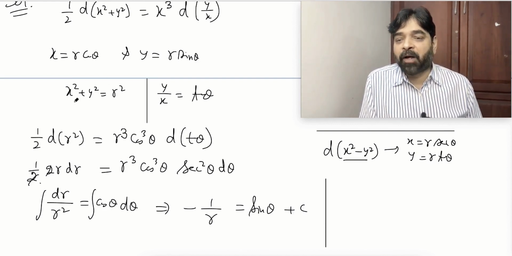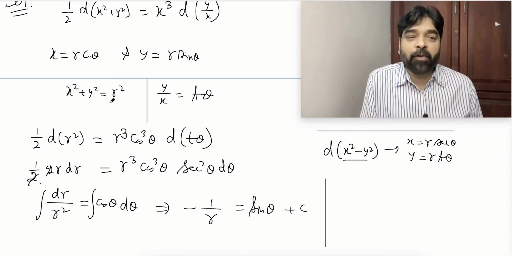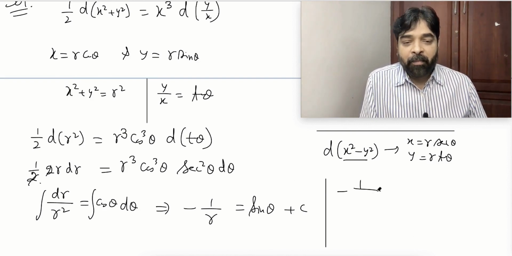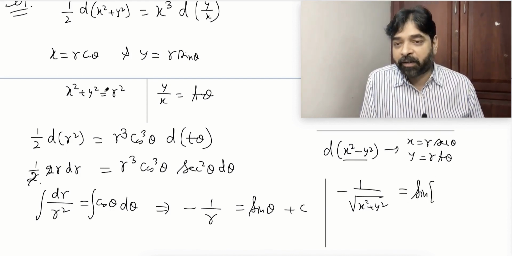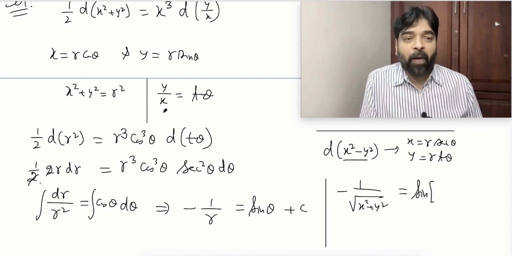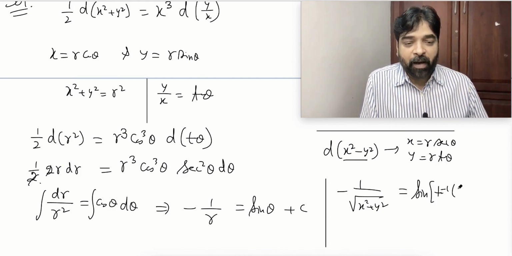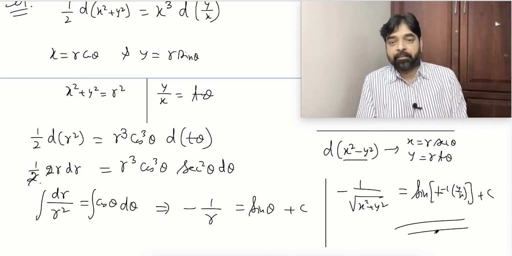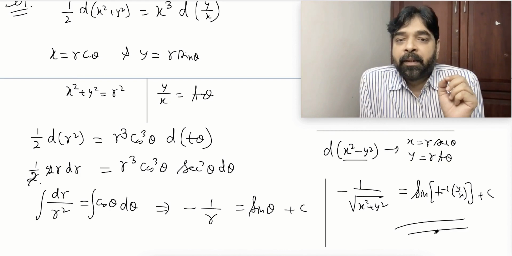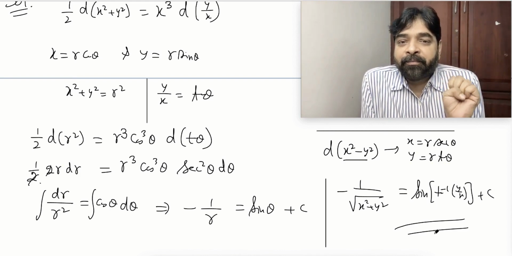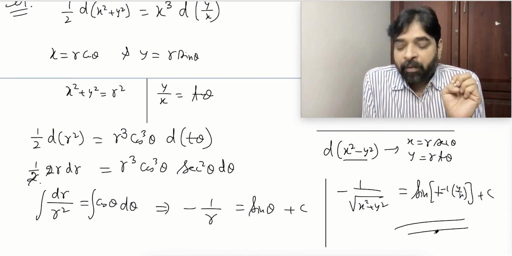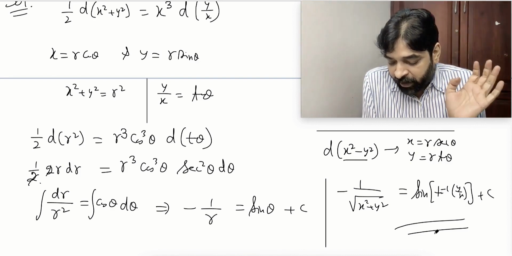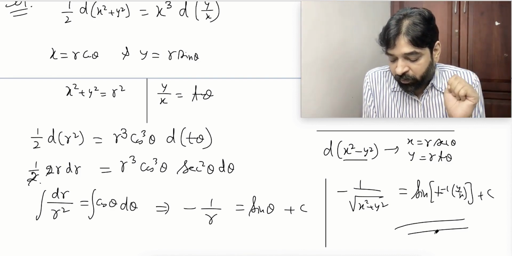So r will be what? Think, x square plus y square equal to r square. So minus 1 by root of x square plus y square will be equal to sin theta plus c, and theta will be what? Tan theta equal to y by x, so theta will be tan inverse y by x. Is this your solution? Have you understood the point? When you do practice, you will easily understand. It will not be a big issue, don't worry.